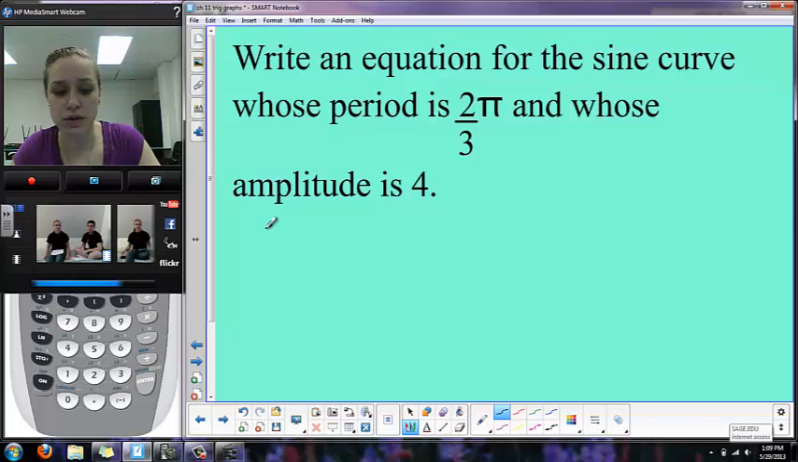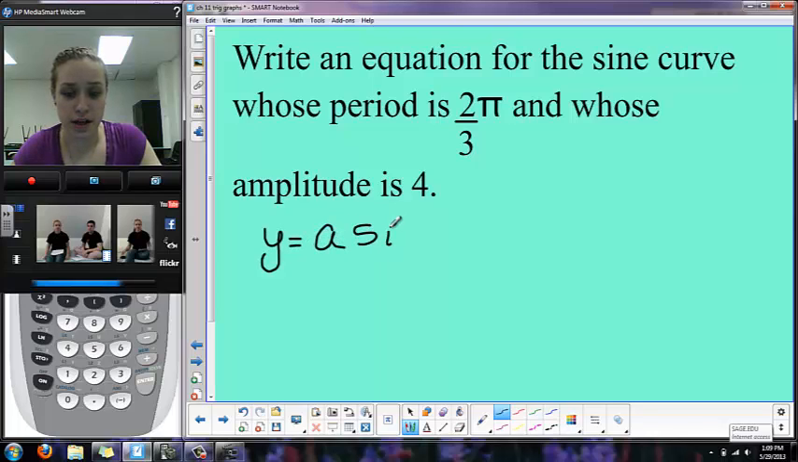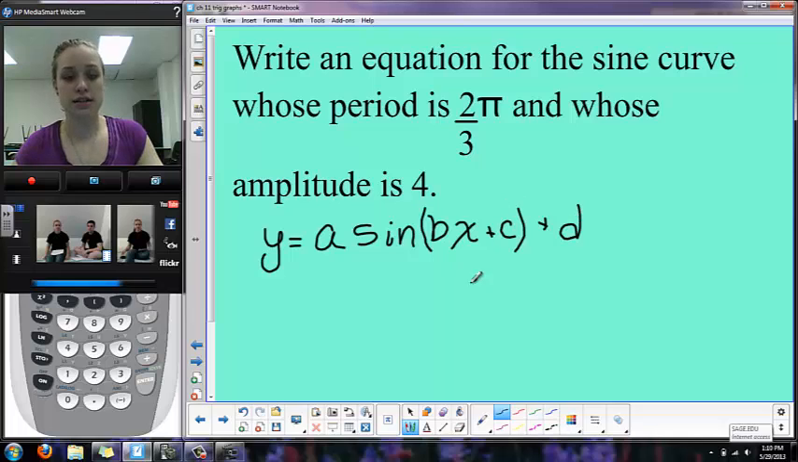Now the normal setup for the equation of a sine graph is like this. Y is equal to A sine of bx, and then maybe you'd have a plus c in here because that would be your horizontal shift going left and right, and then the plus d would be the vertical shift going up and down. But in this question it doesn't say anything about horizontal or vertical shifts, so it looks to me like I'm not going to have to deal with those.